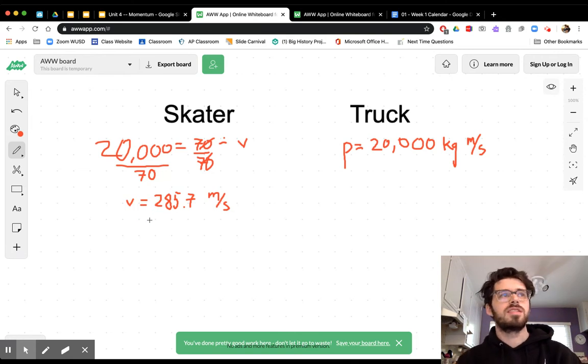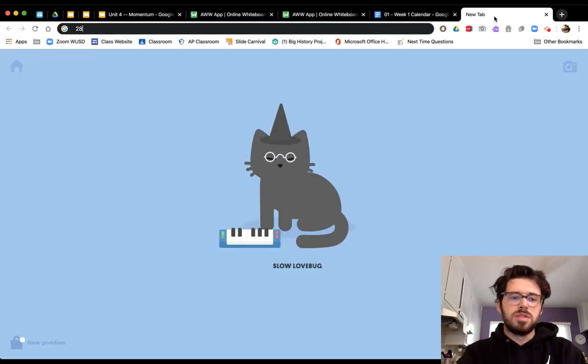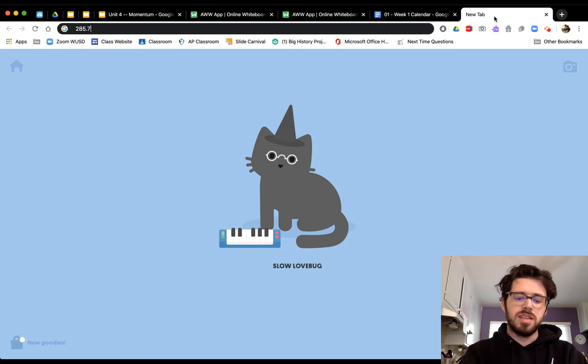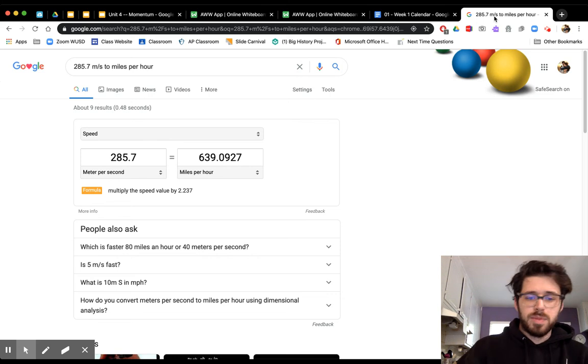No, if the skater was moving 285.7 meters per second, then it would have the same amount of momentum as the truck. But that's a little crazy, because if you take a look over here and ask, what's 285.7 meters per second in miles per hour? That is 639 miles per hour.